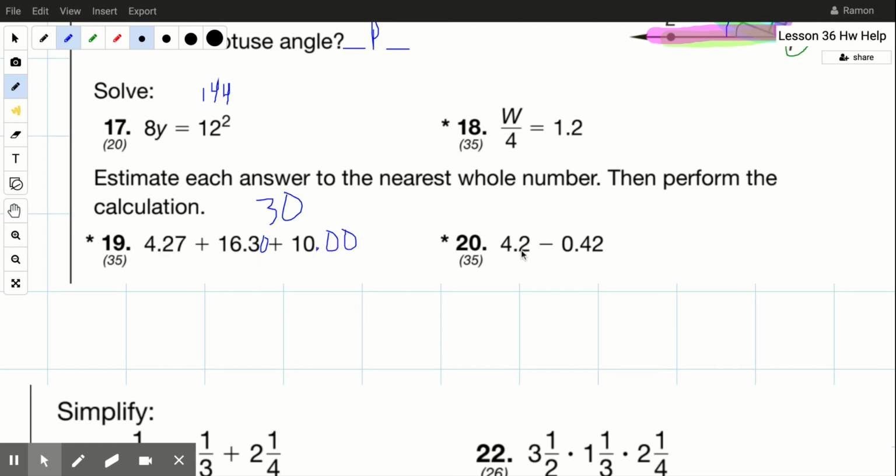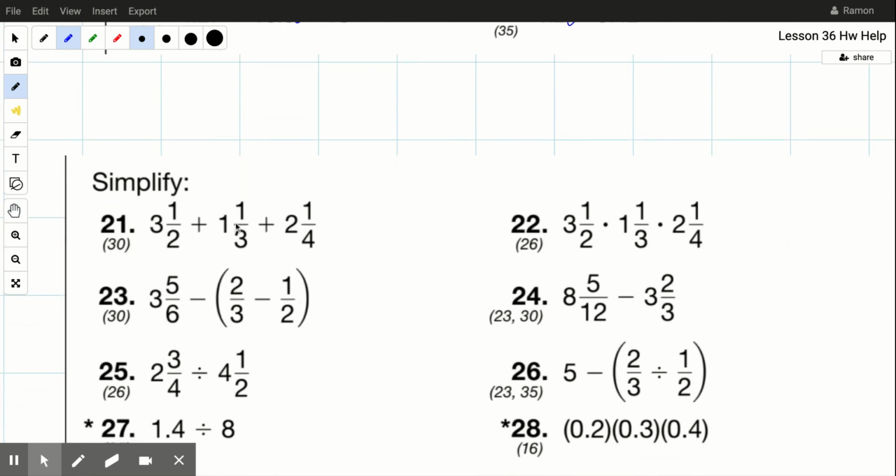20, 4.2 rounds to 4, 42 hundredths rounds to 0. So your answer should be in the 4 range, around 4. We're going to have the terminal 0 here, terminal 0 there, and then when you subtract, make sure that your decimals are lined up.